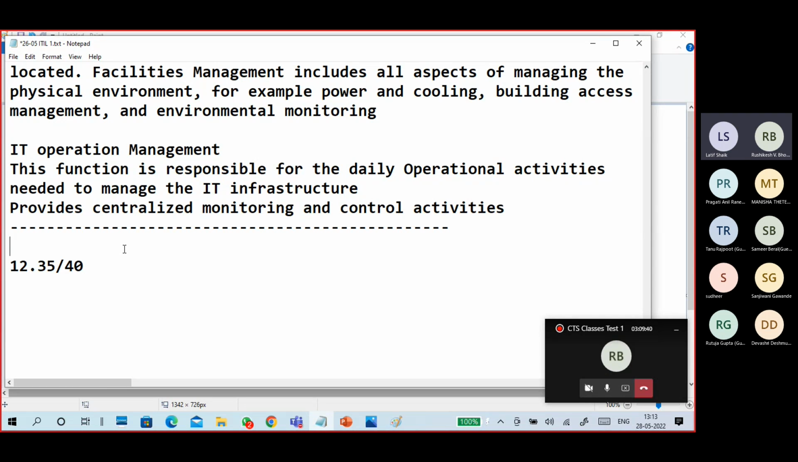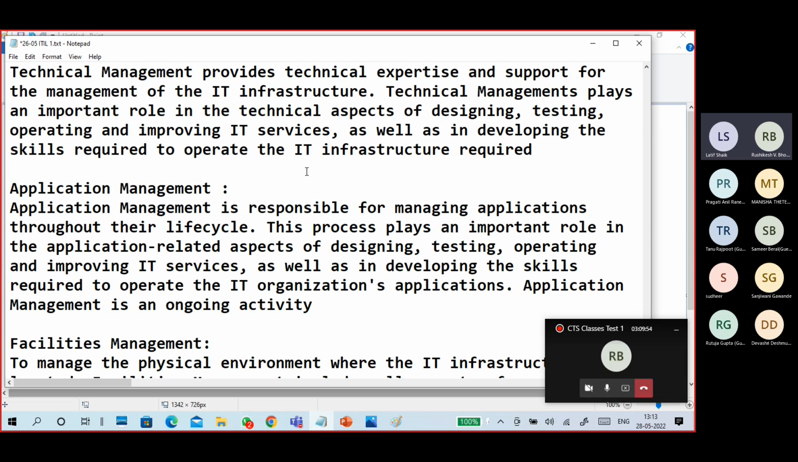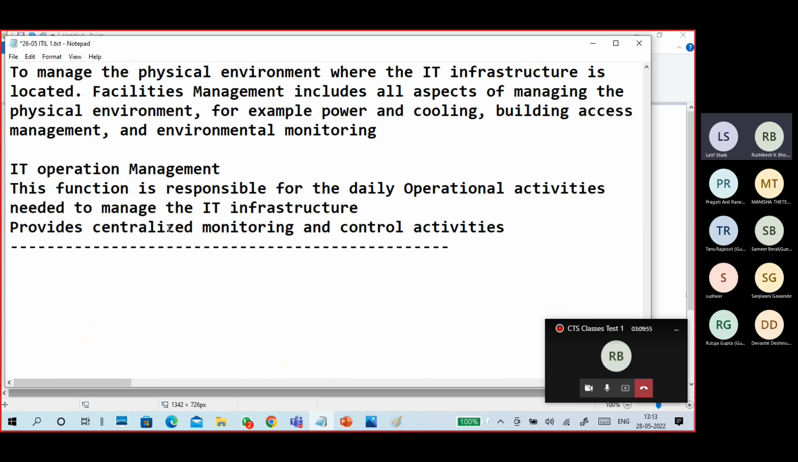IT operation management. This function is responsible for daily operations that need to be managed. IT infrastructure provides centralized monitoring and control activities. Okay, but I told you about the service desk, and what about the customer.